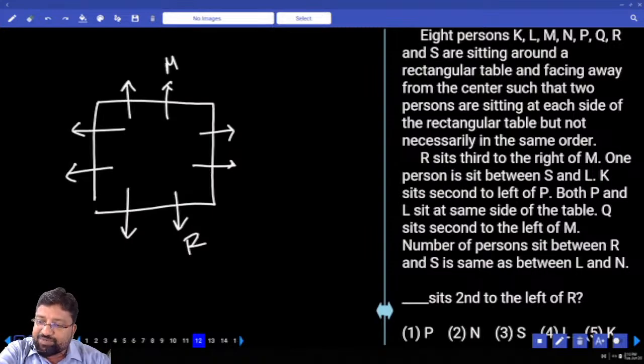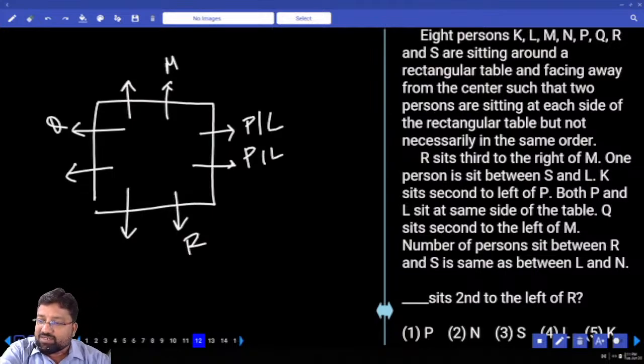One person sits between S and L. One person sits between S and L, do we know anything more? K sits second to the left of P. Both P and L sit on the same side of the table. Q sits second to the left of M. Q sits second to the left of M. Happy? Now there is one point here. Both P and L sit on the same side of the table, which obviously must hold.